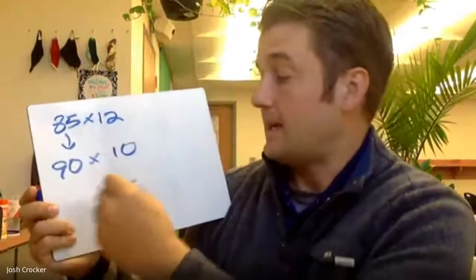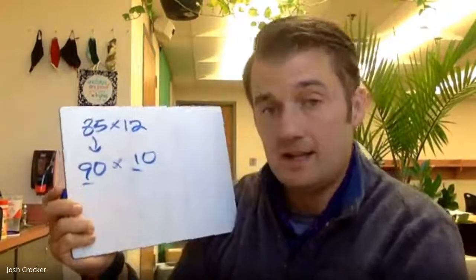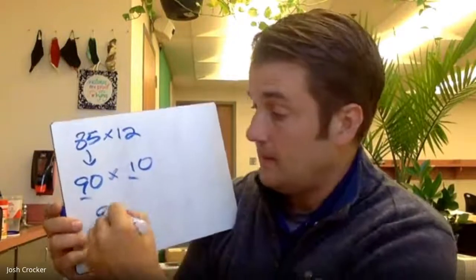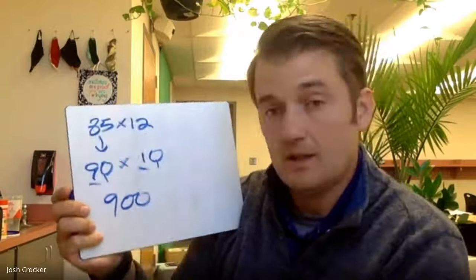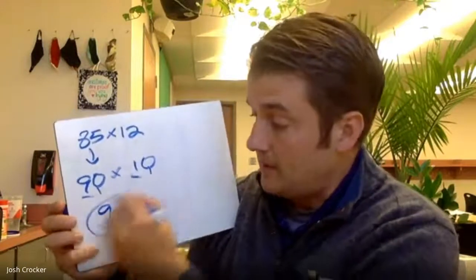So 90 times 10, the basic fact is 9 times 1, 9, and then I have 2 zeros. So that means in one day, going back and forth to his room, 900 steps. 900 steps is not enough.